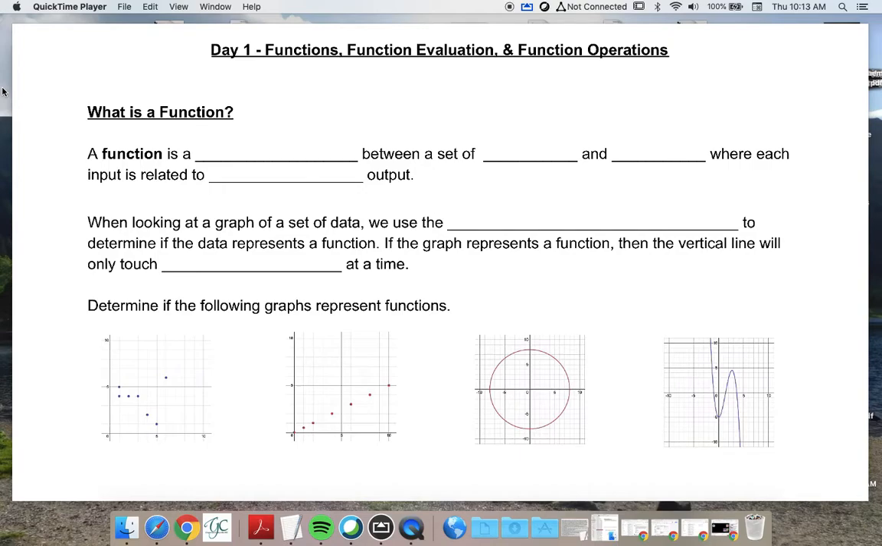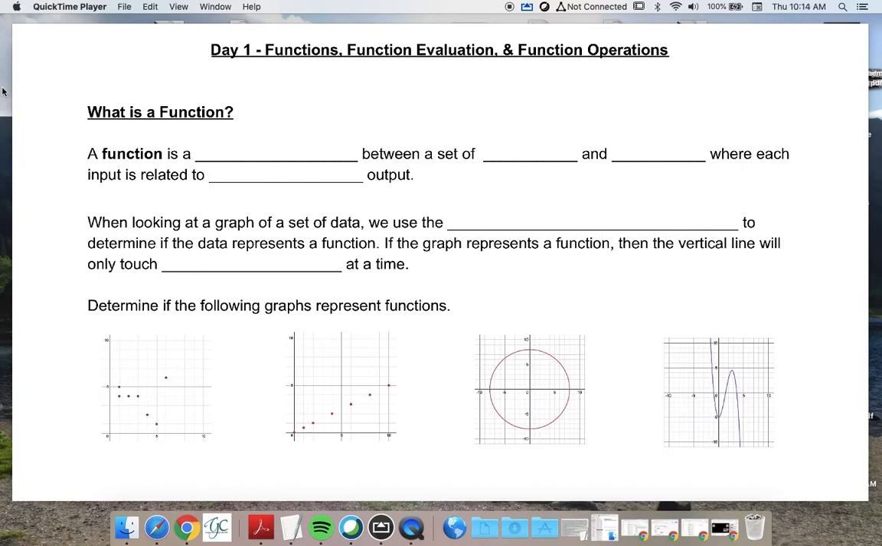In this video, we're going to talk about what a function is and how we can tell if a graph or any other representation of a set of data represents a function. So let's start off by defining a function so we know what we're looking for.